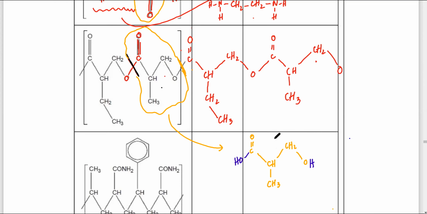Anyways, that's one of the monomers, ठीक है? And there's supposed to be another monomer as well. So find the other ester link. Here's another ester link. Break that as well.